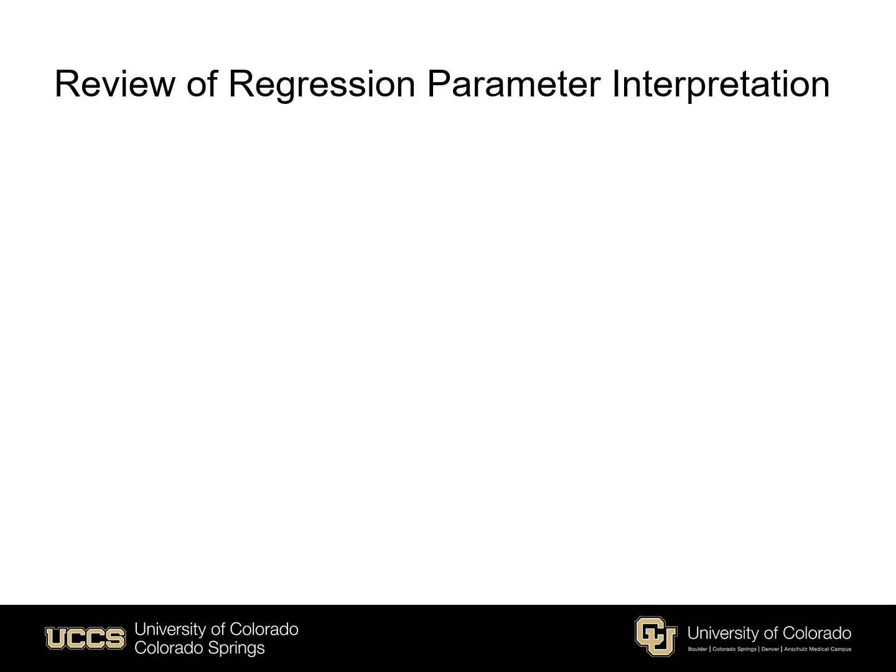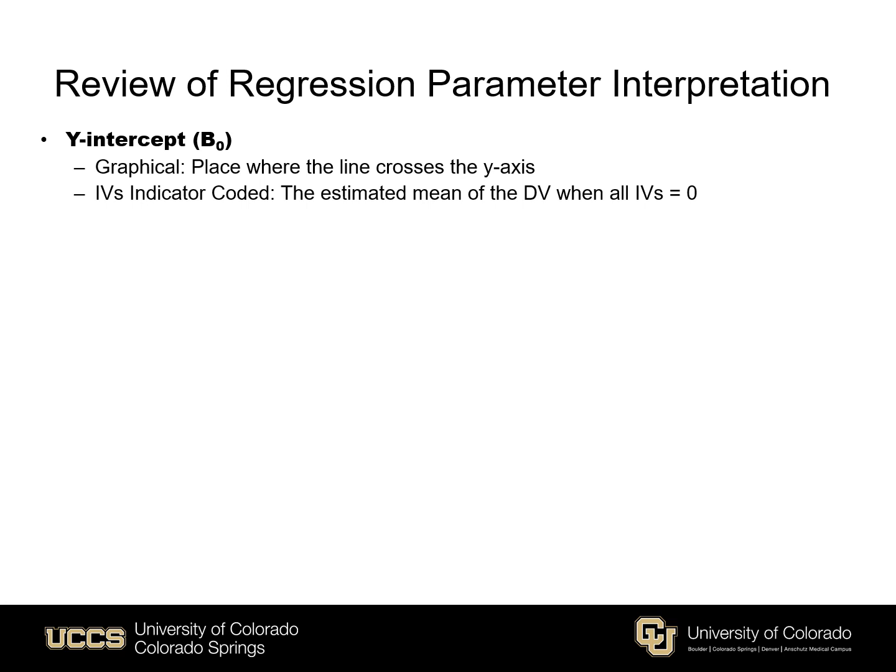Let's now take a few minutes and review what we've learned about regression parameter interpretation. Let's start with the y-intercept. The graphical interpretation of the y-intercept is that it's the place where the line crosses the y-axis. And if we're running a model with independent variables that are indicator coded, the intercept is the estimated mean of the dependent variable when all independent variables are set at 0. Whereas if our independent variables are grand mean centered, then the intercept becomes the estimated mean of the dependent variable.